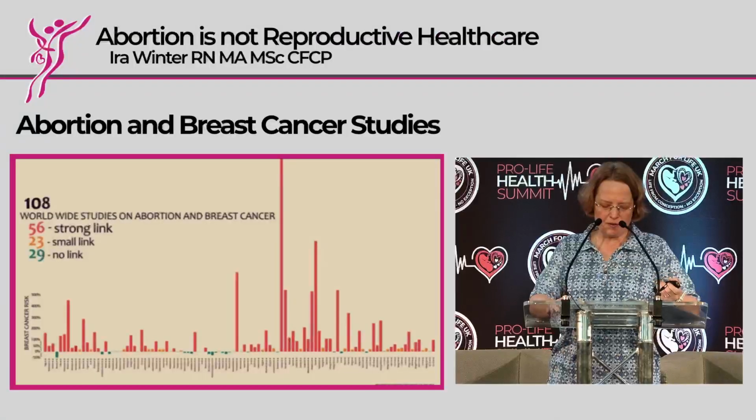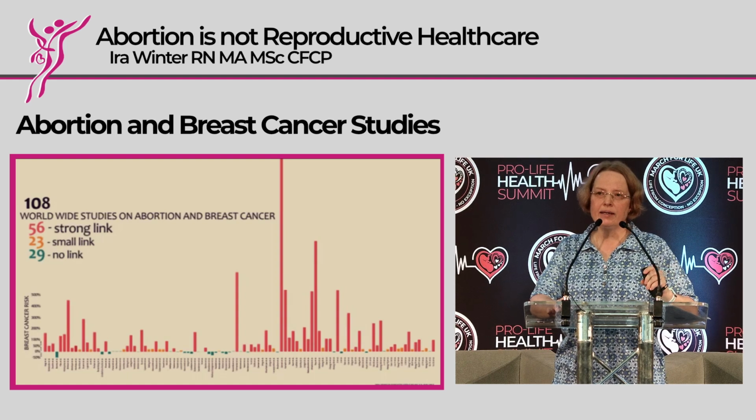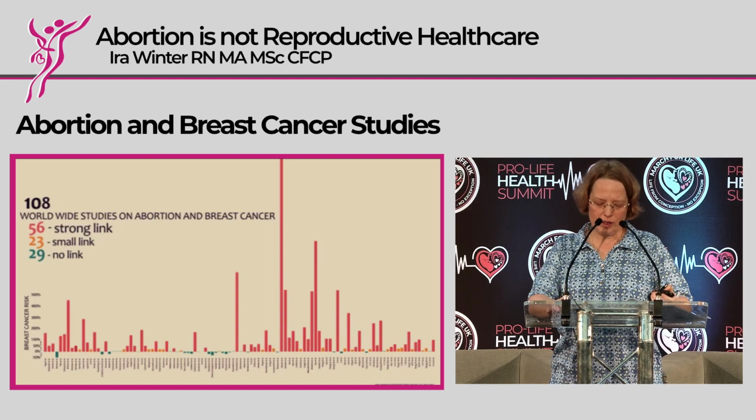So what about all these studies? Over 100 studies, and the majority of them show a strong link or a mild link. The higher the red line, the stronger the link.